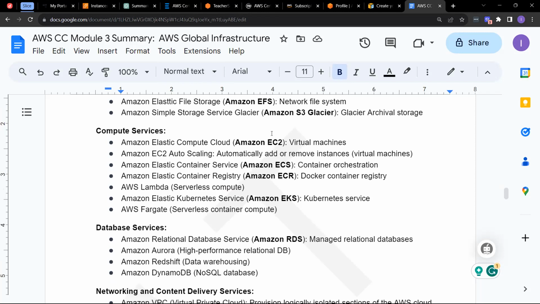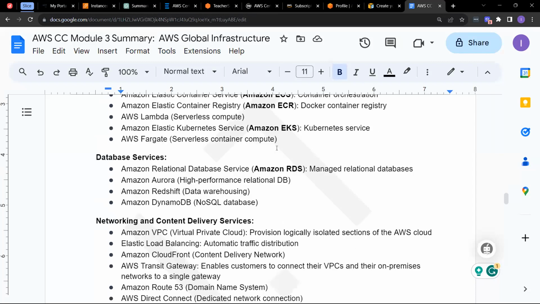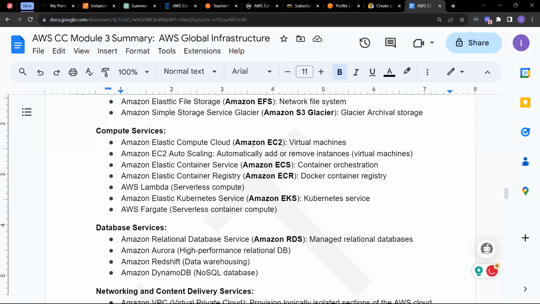For the compute services, there is EC2, there is ECS, which is a container service. There is ECR for Docker Container Registry. There's Lambda for serverless compute. There's Kubernetes and Fargate, and Fargate is also a serverless container compute. As somebody said, we just have to understand these, but the questions will actually bring them out. Once we get into the questions, we'll get to know some of them.